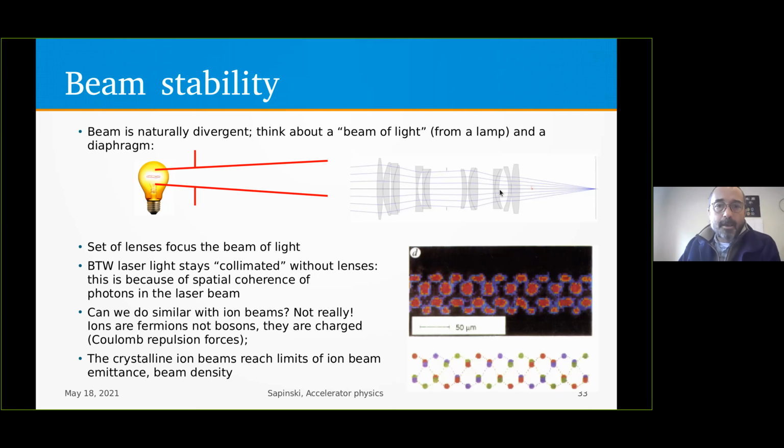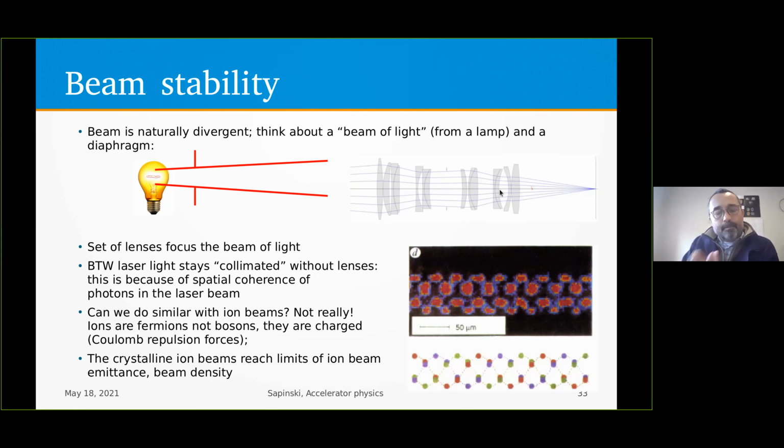This is something we would also like to have for particle beams. But before we go to how we do it for particle beams, the curious student may tell me, well, there are also lasers, and they stay collimated without any lenses, right? You have a laser, you can shine it on the wall, and the spot on the wall is basically the same as the spot which comes from the laser itself. The question is, can we do a similar thing with ion beams? Unfortunately, not really, and there are very profound physics reasons for that.